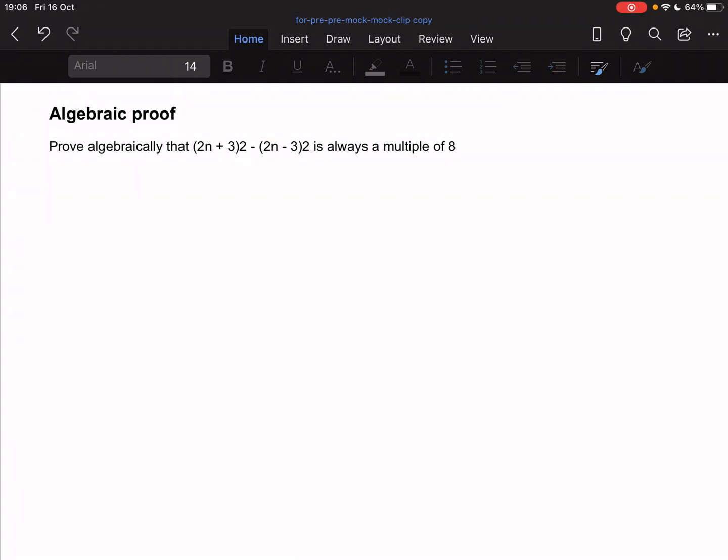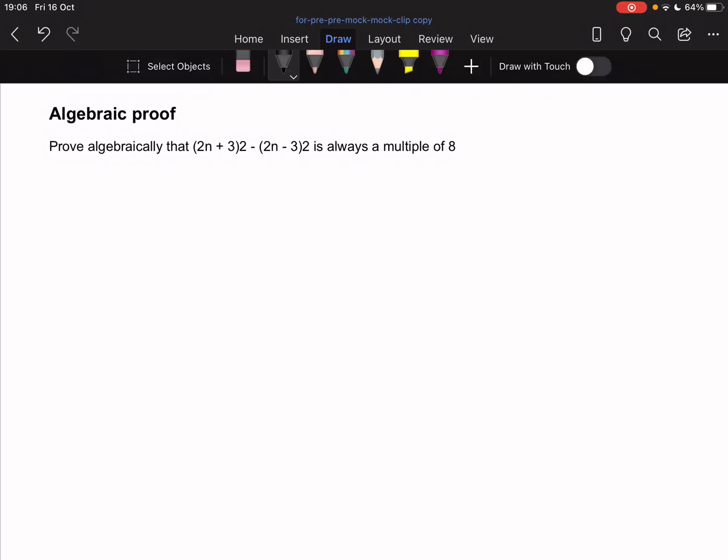Okay, let's look at some algebraic proof. The example question says: prove algebraically that (2n + 3) squared minus (2n - 3) squared is always a multiple of 8. So ideally you're going to start expanding these brackets.